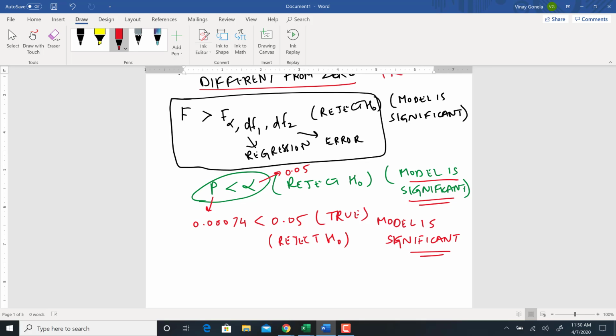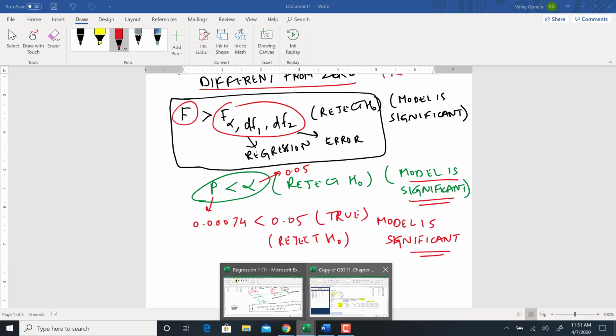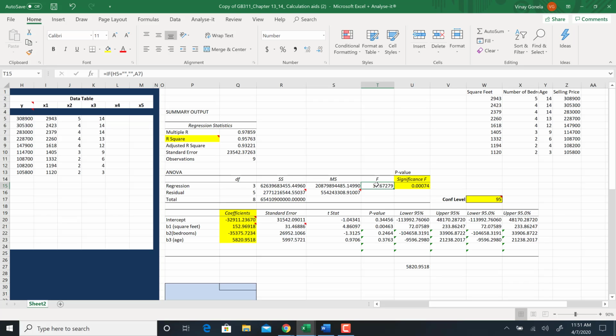So that is one way. This is the easiest way you can do it. But if you wanted to do F greater than F alpha, degrees of freedom, the first thing is to see the F value, the test statistic value. So this here is your F value, which is the test statistic value.